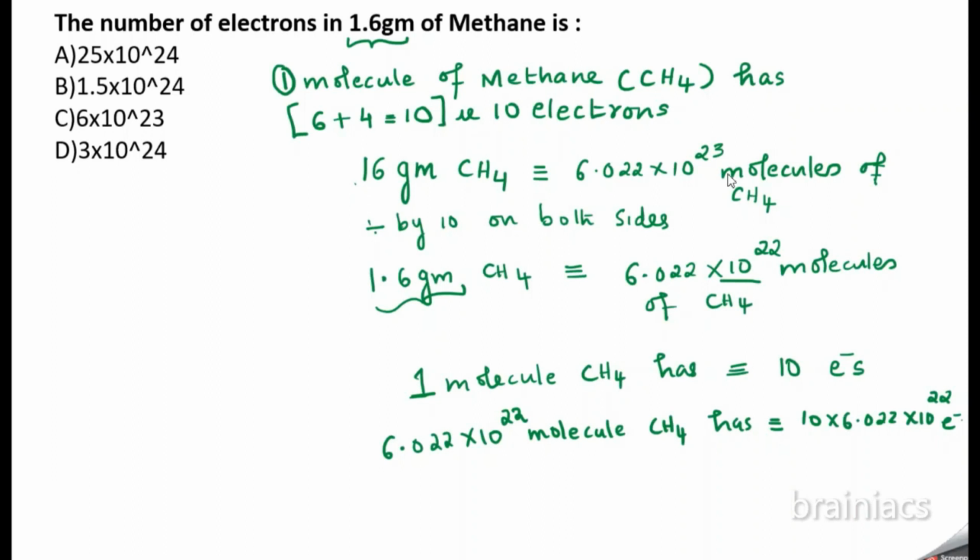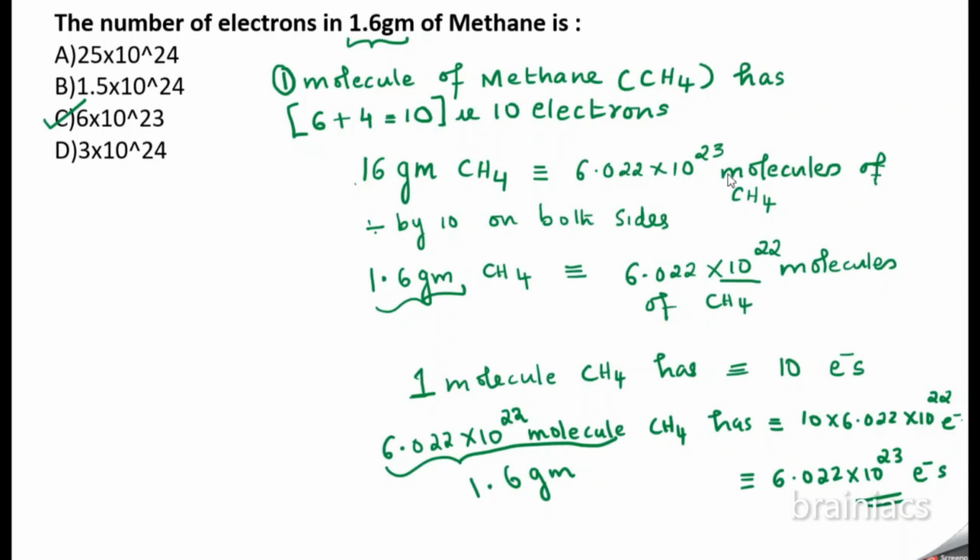Correct. So what is the answer? What will be the value? 6.022 into 10 power 23 electrons. So now you know that 6.022 into 10 power 22 molecules is equivalent to 1.6 gram. So that means that 1.6 gram of CH4 has 6.022 into 10 power 23 electrons. That is option C.